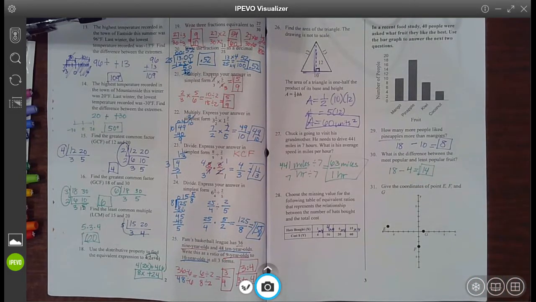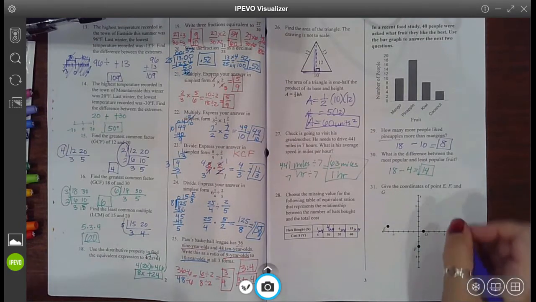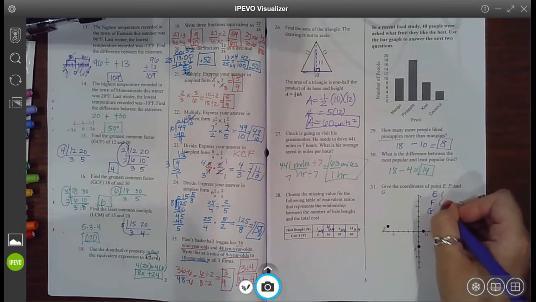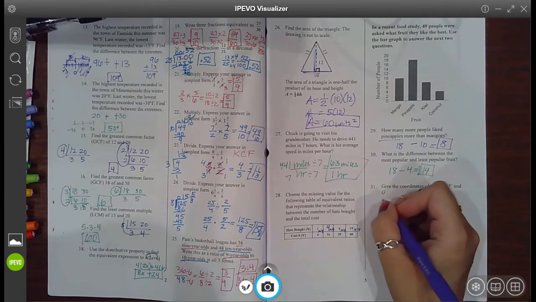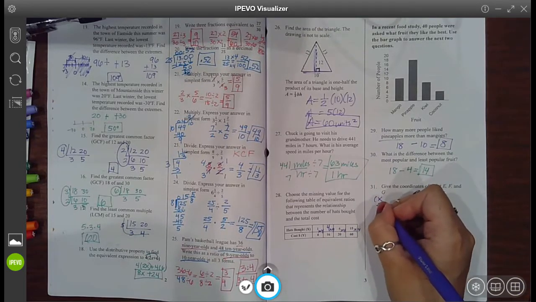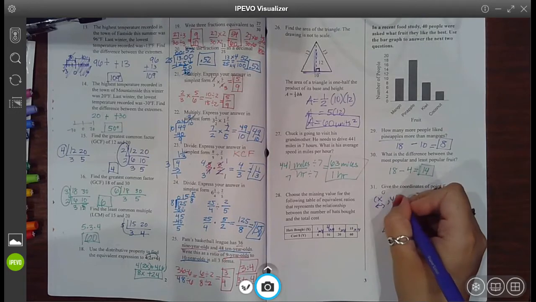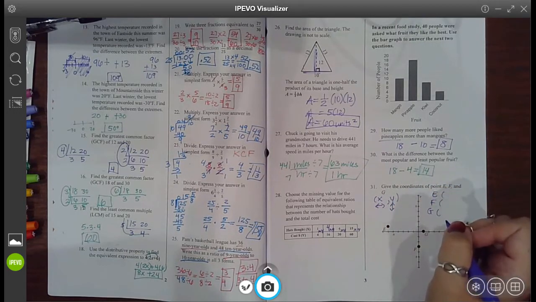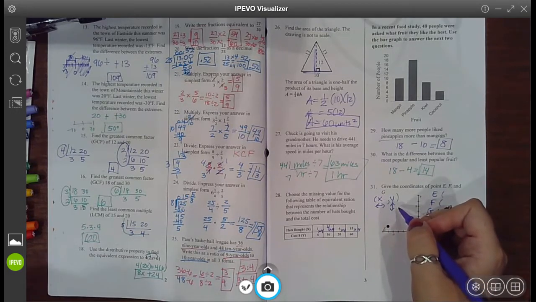Okay, the last one for this page says, give the coordinates of E, F, and G. Okay, E, F, and G. Remember that the first point is always the X value, which goes right if it's positive or left if it's negative. And the second one is Y, which goes up if it's positive or down if it's negative. Okay, so right or left, and then up or down.